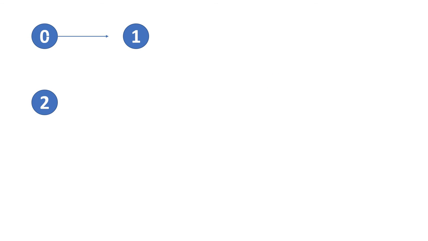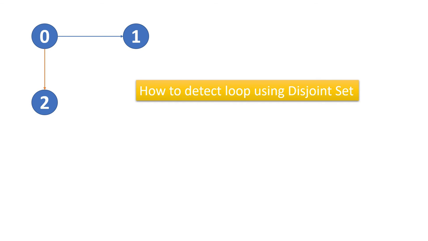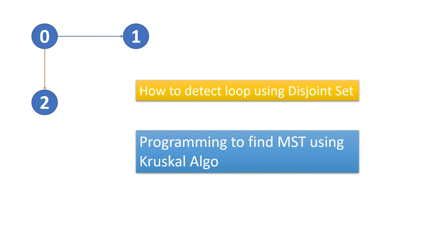As this video will be long, in the next two videos or maybe in one video, I will explain how to detect a loop using disjoint set before moving to the programming part, and obviously the programming to find the MST using Kruskal's algorithm.